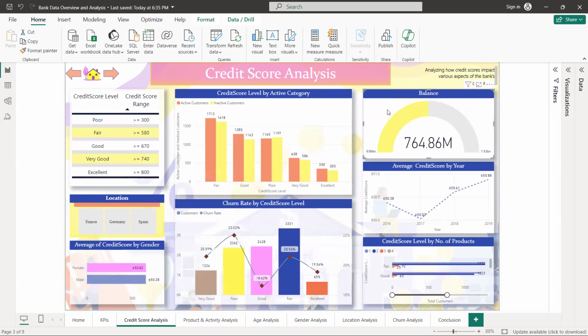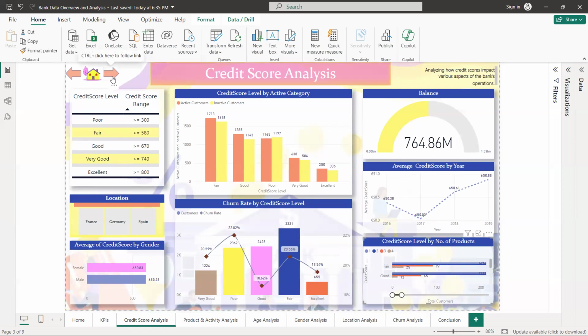Okay. Here we can see a gauge visual, which displays the total balance of all customers combined, which is 764.86. Next comes a line chart, which shows the average credit scores of customers over these years. Next one is a bar chart that displays the distribution of customers across different credit score levels and the number of products they own. We can zoom in on this visual like this.